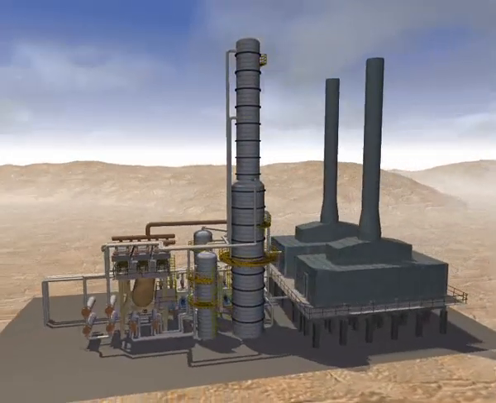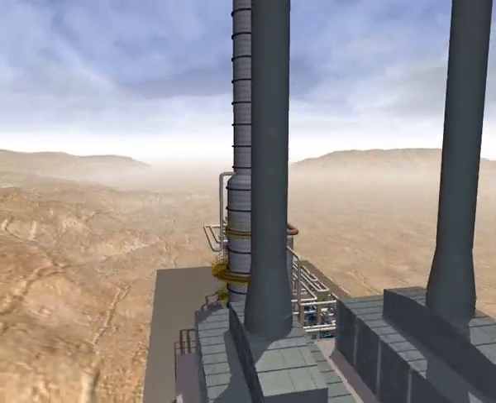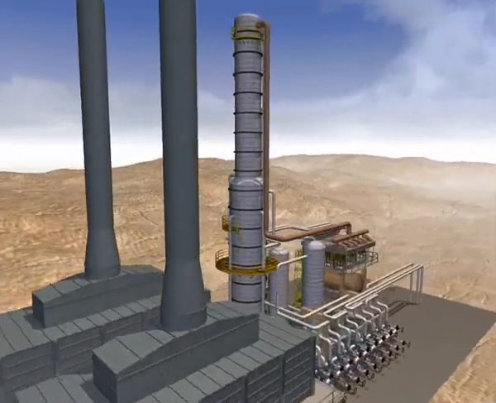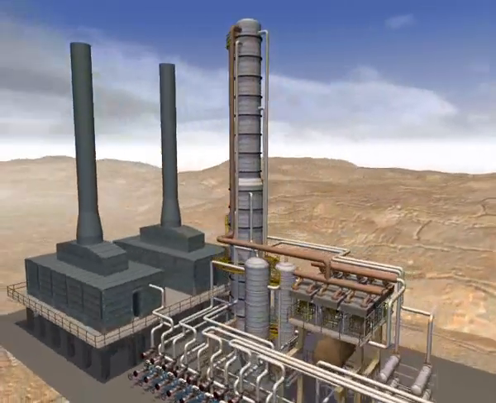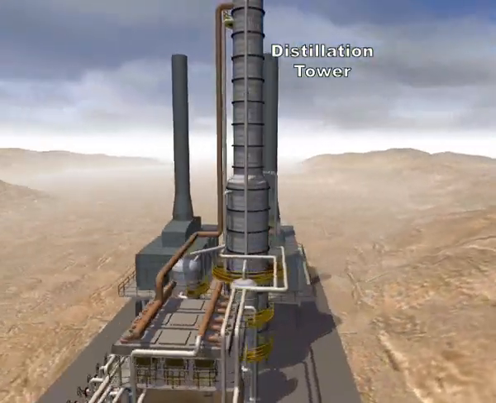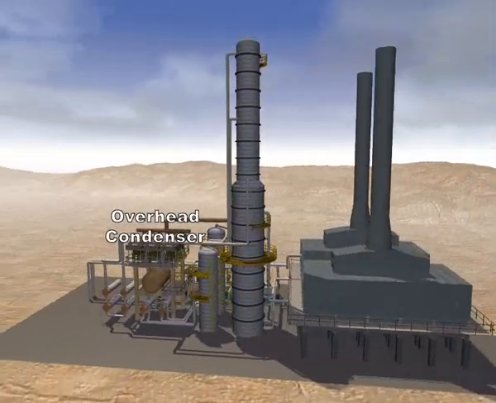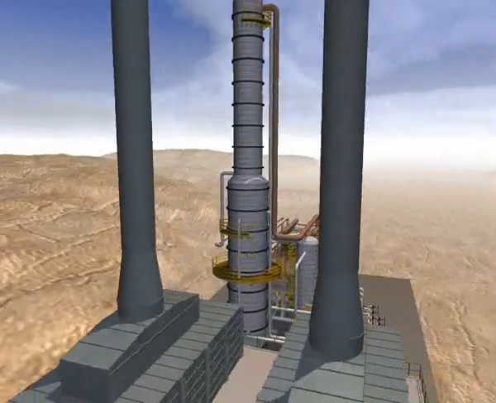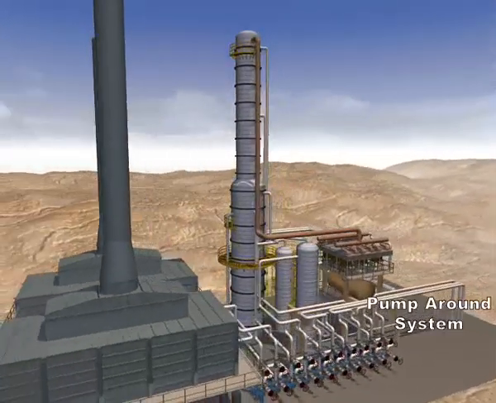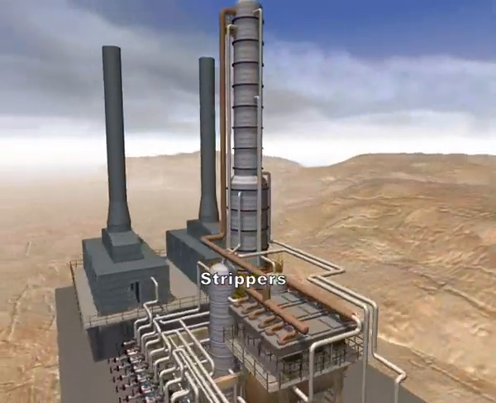This concludes fundamentals of distillation operation. In summary, we've discussed the common components of a fractionation plant. These include the distillation tower, reboiler, overhead condenser, reflux drum, intermediate reflux or pump-around system, and strippers to service side draws.